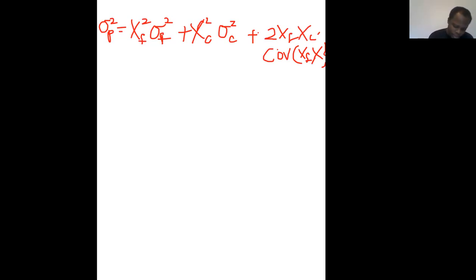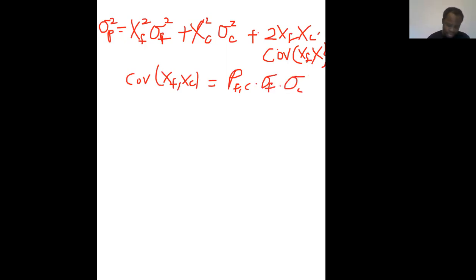Because in the question we were given the correlation, I can say the covariance of F and C is equal to the correlation between F and C multiplied by the standard deviation, or the volatility, of F, and then the volatility of C. So let's look at the question. They said they have equal weights, and the volatility was also given in the question.